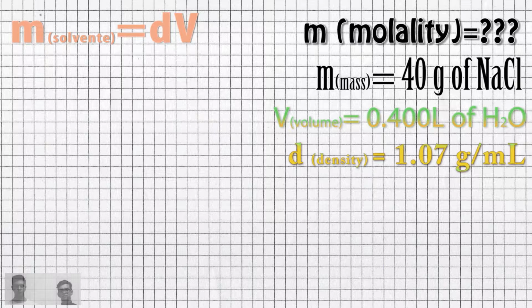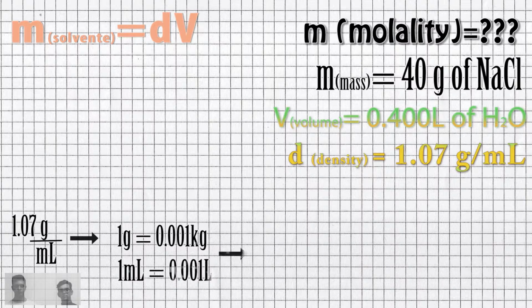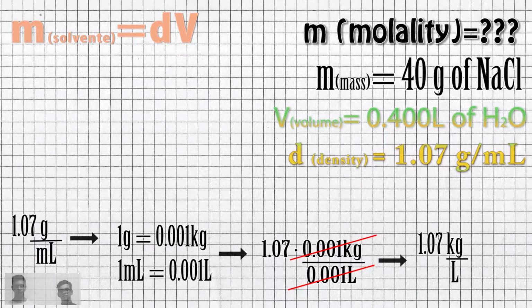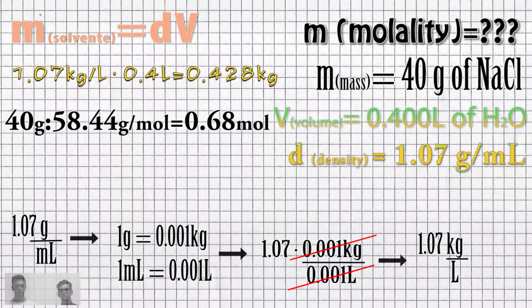Since the units of measure of the density and the volume must correspond to each other, we convert the density from grams per milliliter to kilograms per liter, and the density is 1.07 kilograms per liter. The mass which we obtain multiplying the volume and the density is 0.428 kilograms.